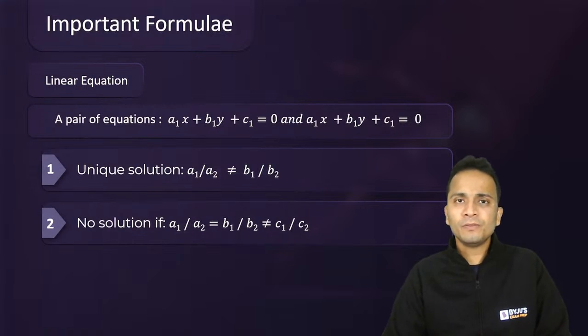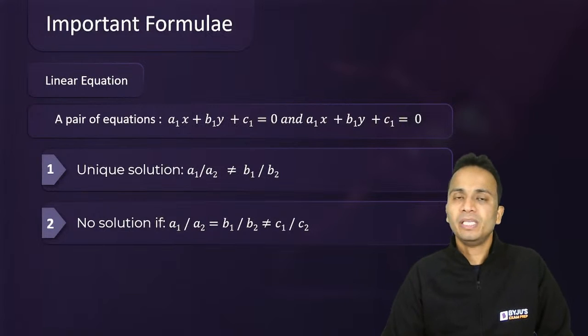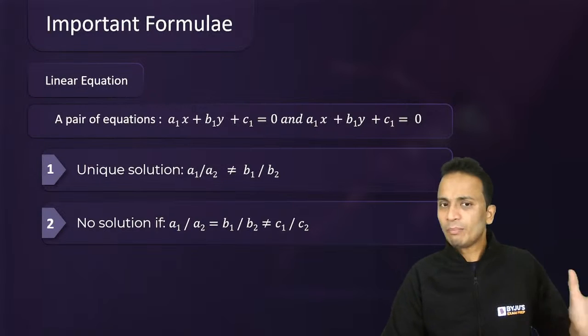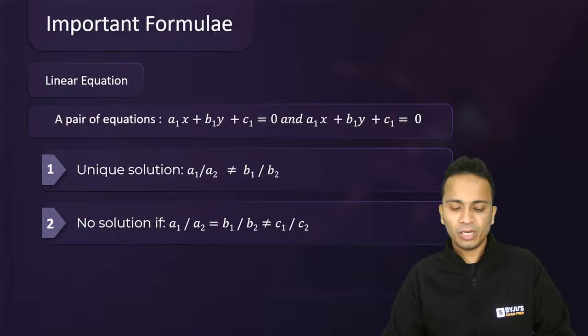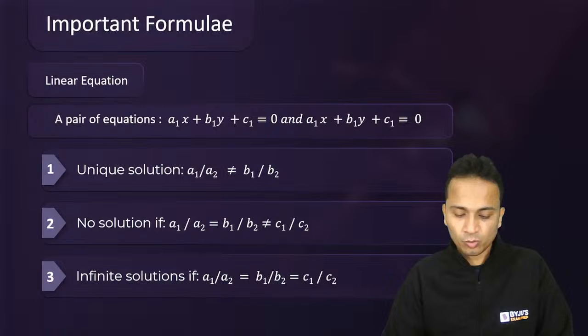Condition for no solution: the first two ratios should be equal and the third ratio should not be equal. Right? We must all be knowing all these things. Okay, so I'm quickly taking you through all these formulas. Next, infinite solutions: all the three ratios should be equal.